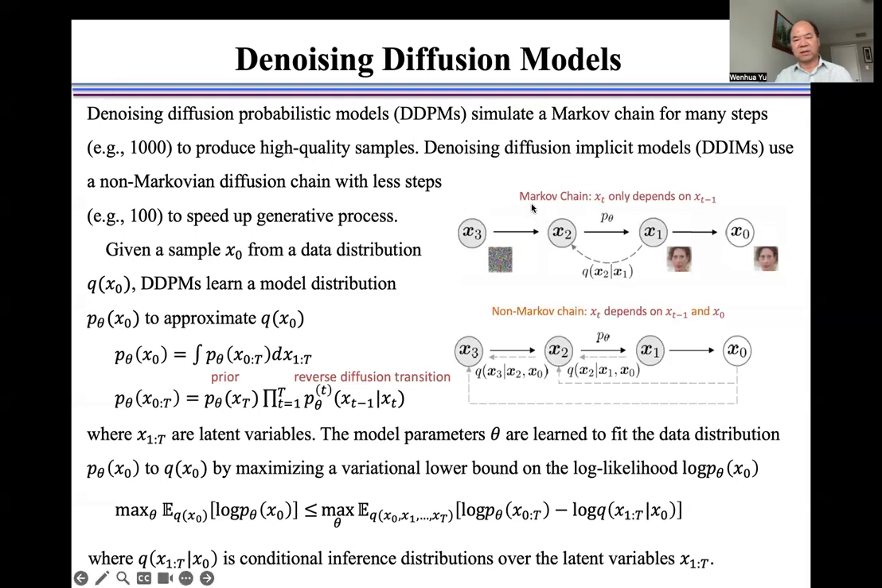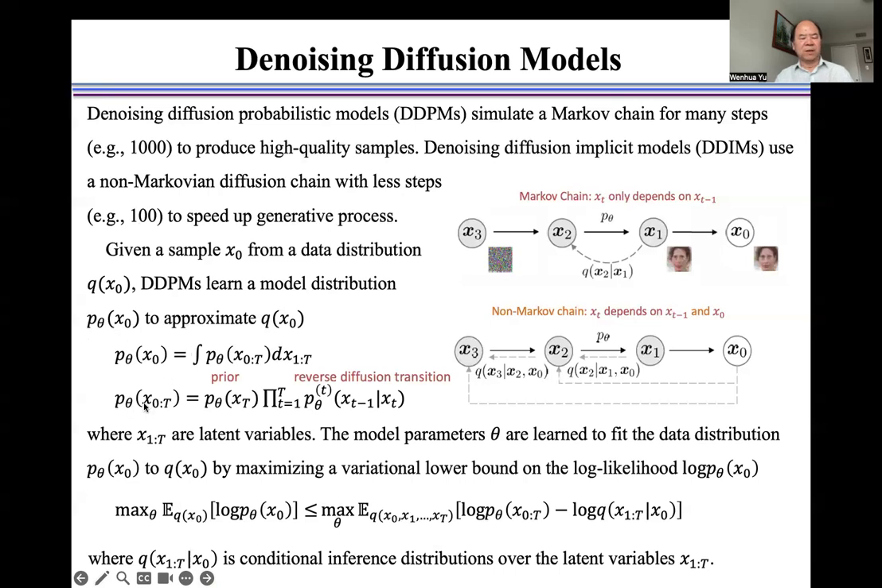as shown here. This Markov chain xt only depends on xt minus 1. This non-Markov chain xt depends on both xt minus 1 and x0. Given a sample x0 from a distribution q(x0), DDPM models learn a model distribution p theta (x0) to approximate q(x0) as shown here.